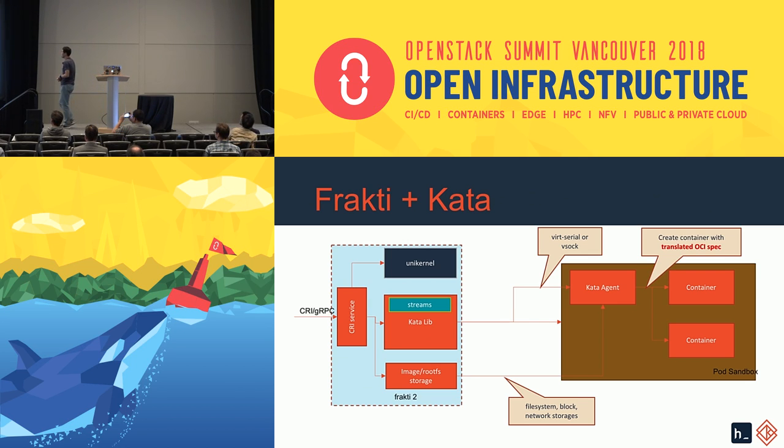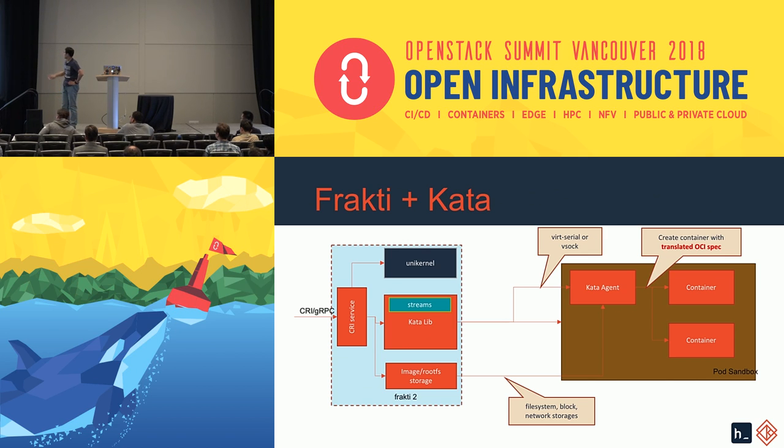There's some ongoing work, not implemented yet, for the frakti part. We are working on this. We have called the Kata lib in frakti, and the Kata lib will just create the sandbox and manage the streams and the signals for the containers. Because all the multiplex and demux work is done in the Kata lib and the Kata agent, there is no proxy here, and also there is stream management inside the Kata lib, so we don't have the additional shim process.